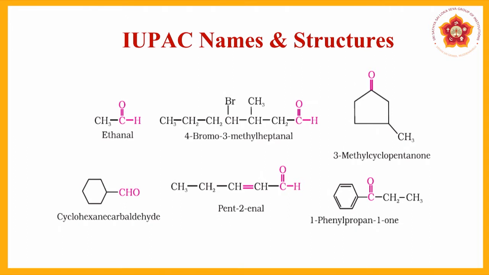Second example, 4-bromo-3-methyl heptanal. Analyze the entire compound, you will see that 7 carbon atoms are there in the straight chain. In those 7 carbon atoms, number 1 is given to CHO. Reason being, the carbonyl group which is there has the highest priority. Number 3 is given to methyl, number 4 is given to bromo, and therefore we have this name 4-bromo-3-methyl heptanal.